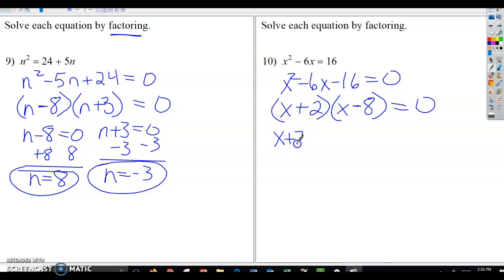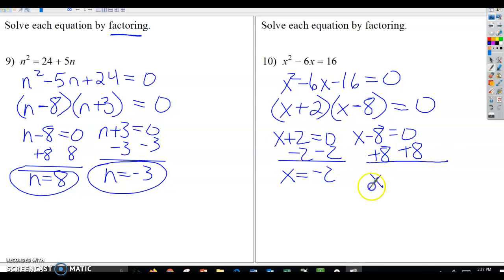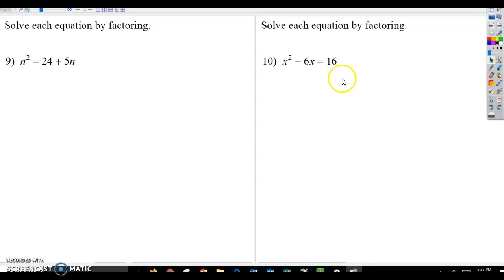So I'm going to have x plus 2 equals 0. X minus 8 equals 0. Subtract 2. X equals negative 2. Add 8. X equals 8. So my two solutions are negative 2 and positive 8. All right, at any point you can pause the video to take notes. I know I'm moving through these kind of quickly, but I only have a few minutes to do a free video, 15 minutes or less. All right, let's look at a couple more examples and we'll be done.